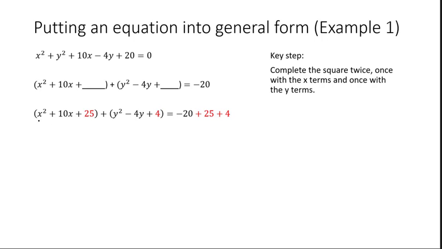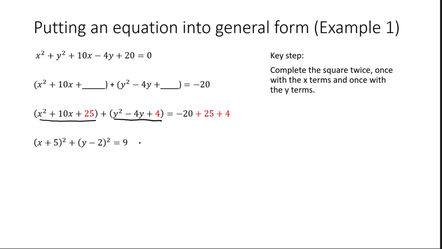So make sure you know how to factor. All right, so we're assuming you can factor. This would be x plus 5 squared. And then this right here would be y minus 2 squared. And then on the right side, if you add all this together, we get 5 plus 4, which gives you 9. All right, so we have put this into the correct format.